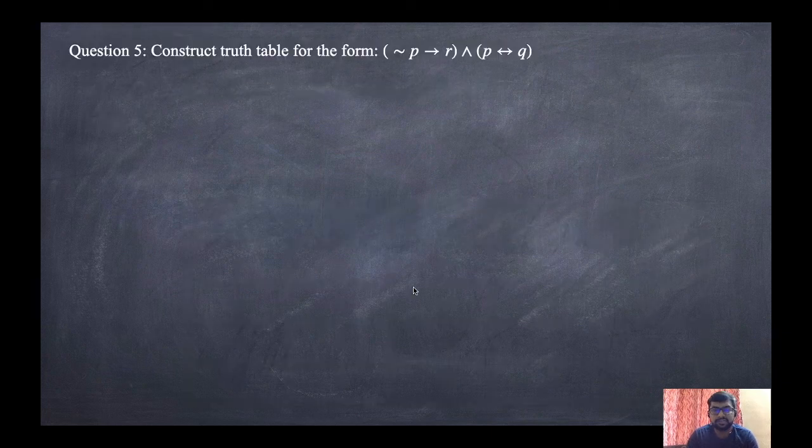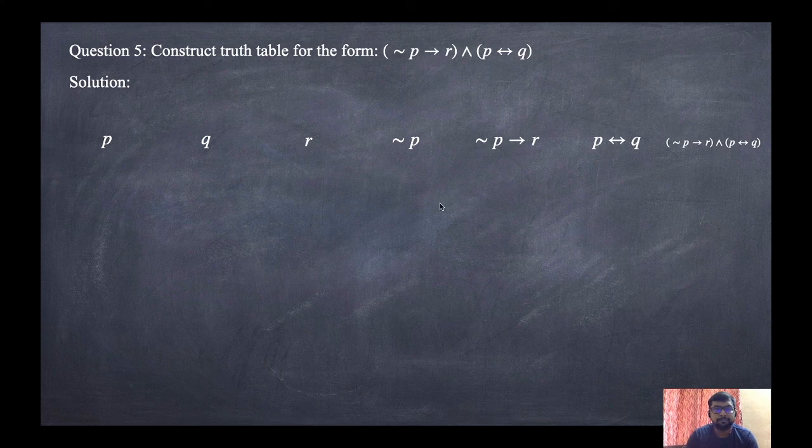Now for three statements, construct the truth table for the form not P implies R and P double implication Q. So how many columns will be there in the truth table? First, P, Q, and R. They will all be there. Then not P. Okay. Then not P implies R, this one. Then P double implication Q. And the last one, the whole statement, this.